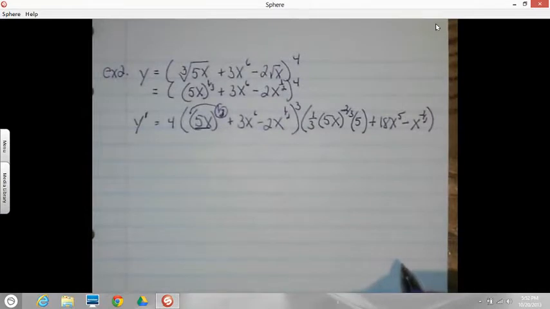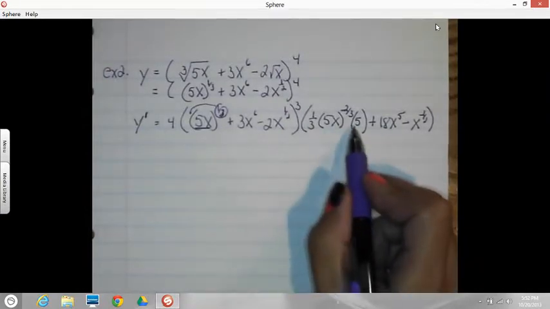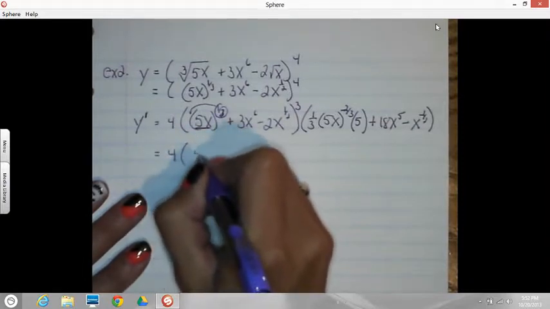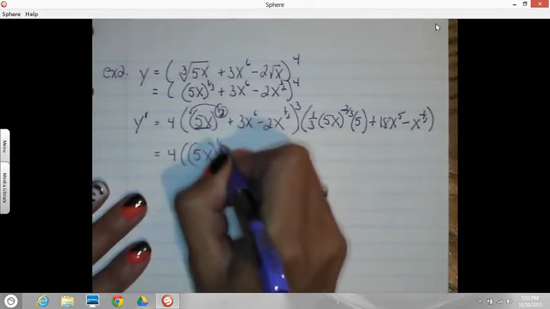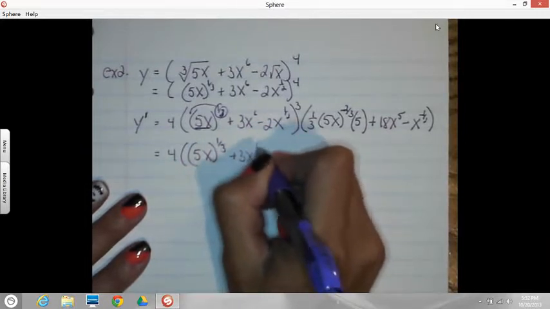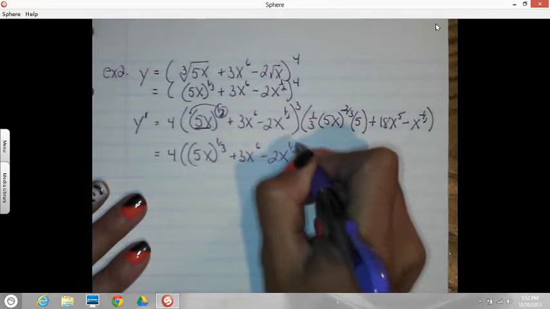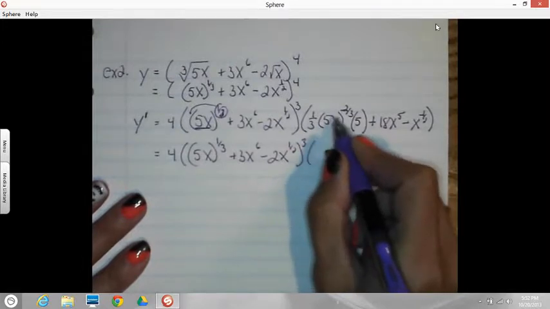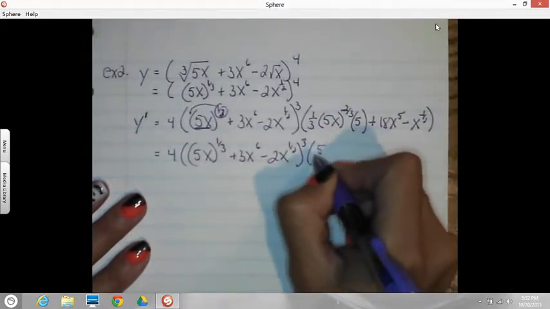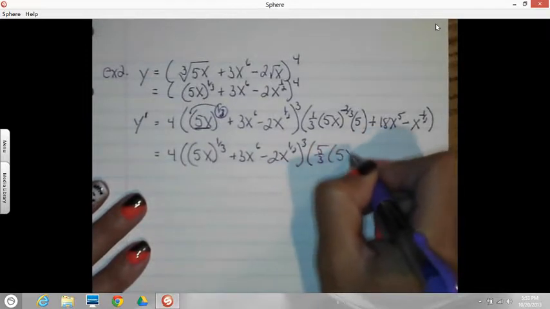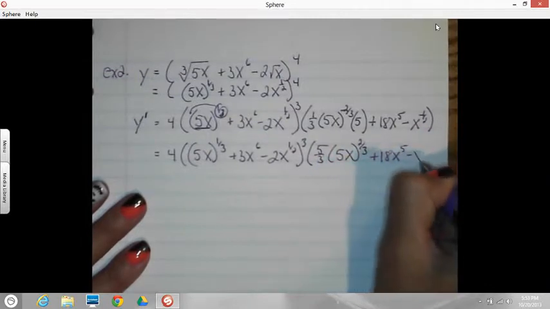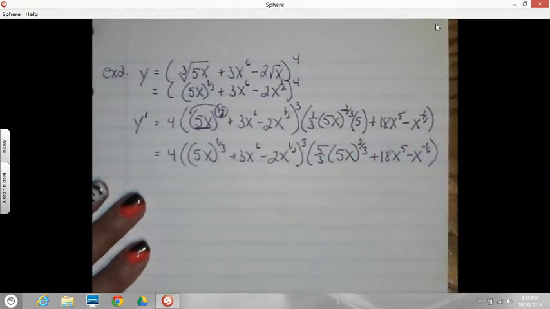Let's see, in terms of simplifying, the only thing I can do is right here on this one. The 1/3 and the 5 can come together. I'm going to leave everything else the same: 5x to the 1/3 plus 3x to the 6th minus 2x to the 1/2, cubed. This term, I cannot multiply by the 5 in here because it has that exponent on it. Just the 5 and the 1/3 can make 5/3 times 5x to the 2/3, times 18x to the 5th minus x to the negative 1/2. And we're going to call that good.